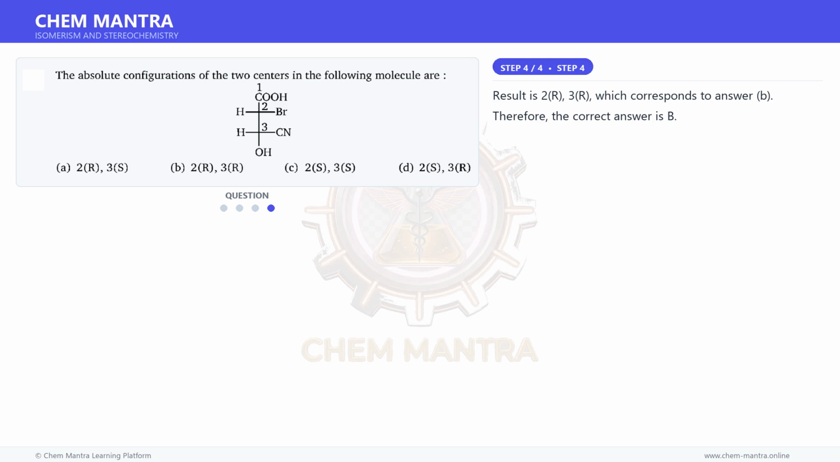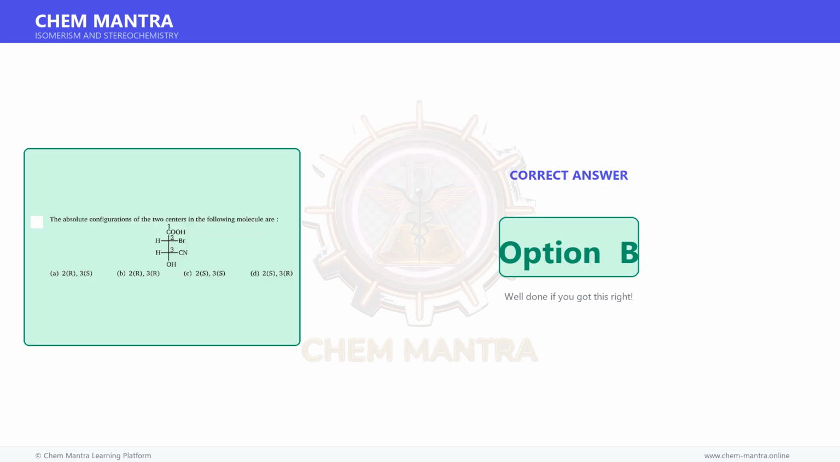And for the final step, the result is 2R, 3R, which corresponds to answer B. Therefore, the correct answer is option B.